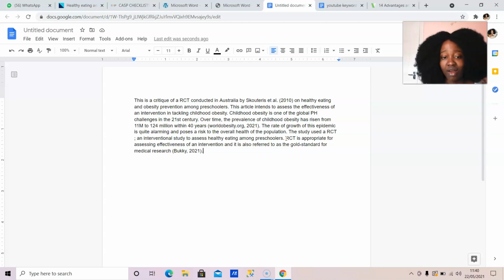We've said it is the gold standard, it is effective. However, a randomized control trial is not without its limitations. For example, you have limitations that have to do with its applicability and ethical limitations.